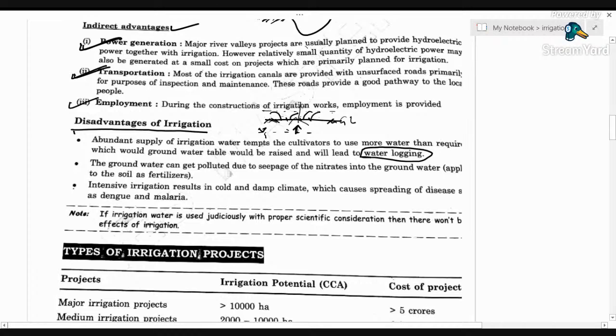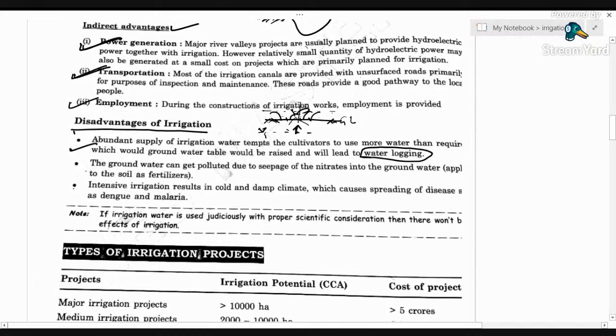Ill-aerated means the plant roots will not get oxygen, and the air circulation will stop. So ultimately, the plant will die. The plant will be wilted. That is called waterlogging.